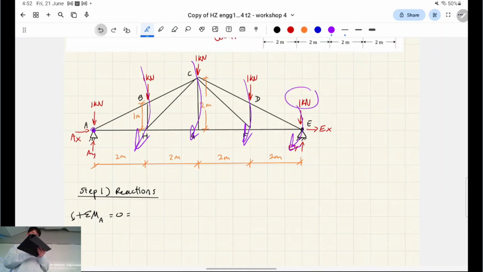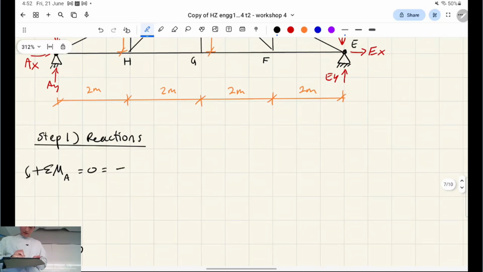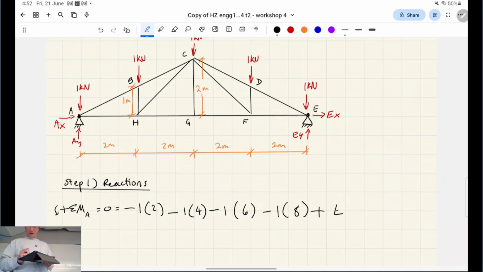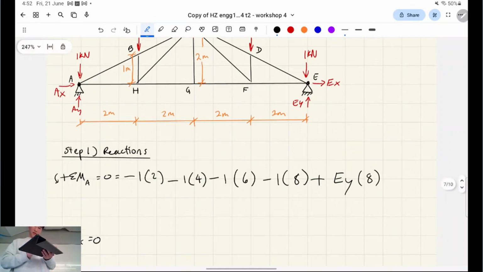Okay, so I'm going to quickly undo all that. Essentially, because they're all going clockwise, except for EY, they're going to be subtracting, right? So we subtract 1 kilonewton, and it's 2 meters away. Subtract 1 kilonewton, 4 meters away. Subtract 1 kilonewton, 6 meters away. Subtract 1 kilonewton, 8 meters away. And then add on EY, which is our unknown we're solving for, and it's 8 meters away, right? So we move all of these onto the other side and divide by 8. And we get that EY is 2.5 kilonewtons.